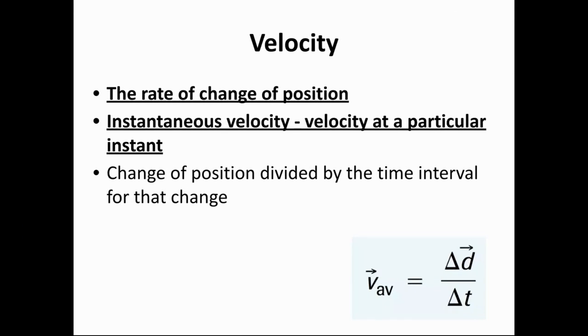Velocity, the rate of change of position. So when you're calculating velocity, you need to use displacement because displacement deals with position. Instantaneous velocity would be at that very brief moment, that single instant. Change in displacement vector divided by the change in time.